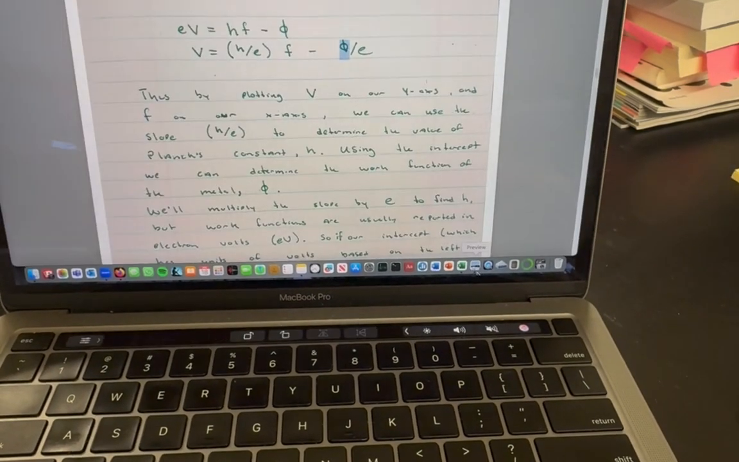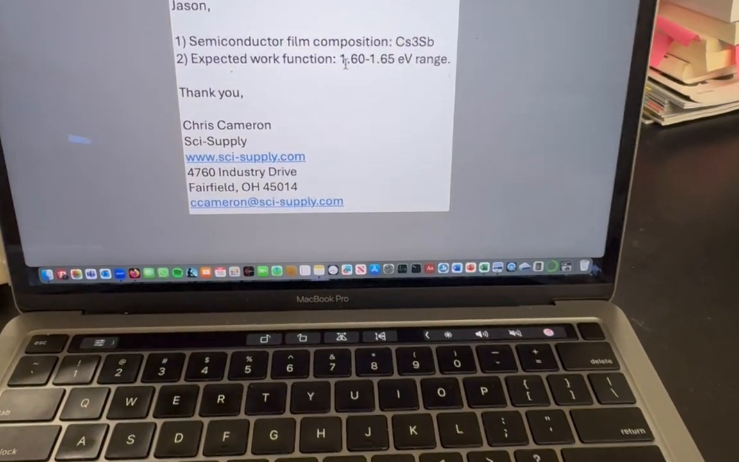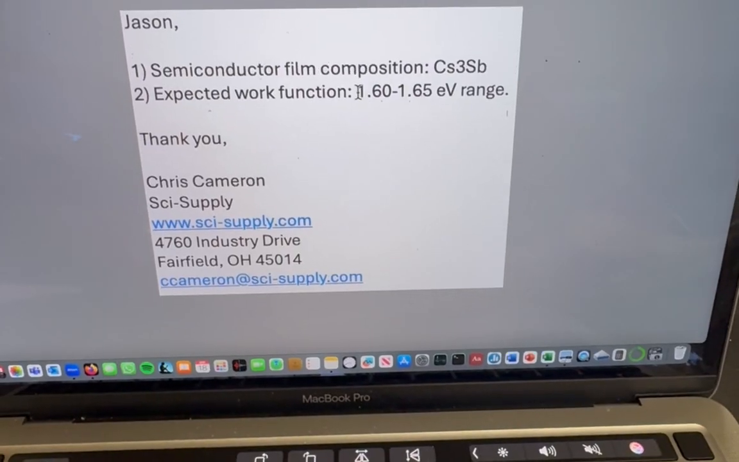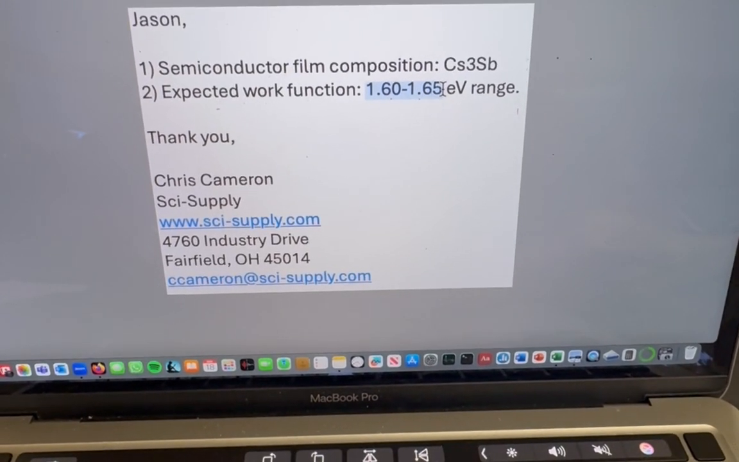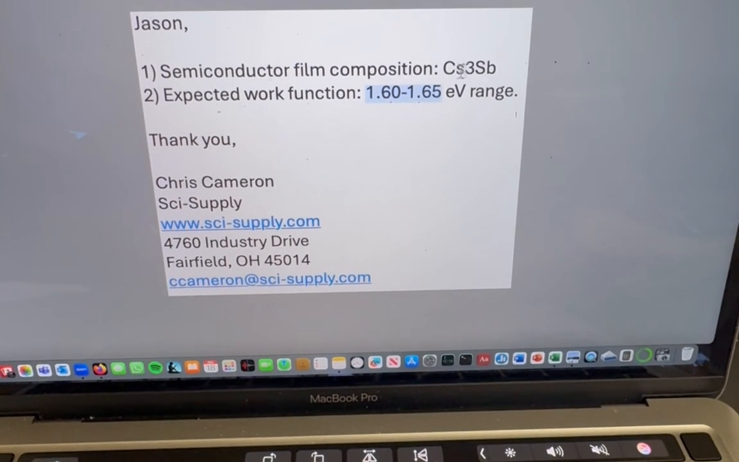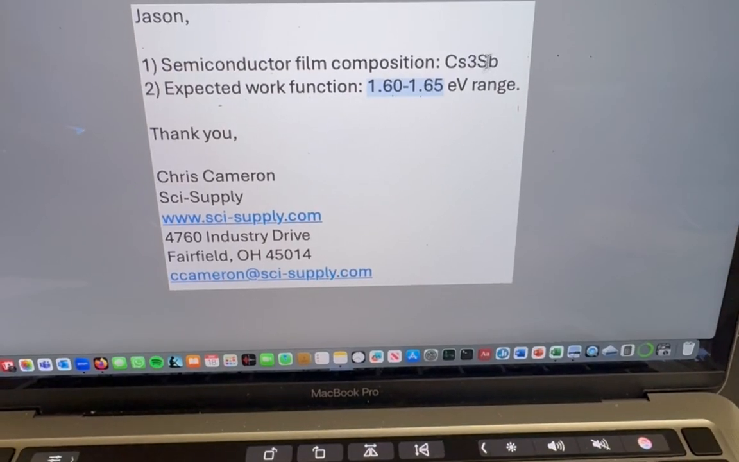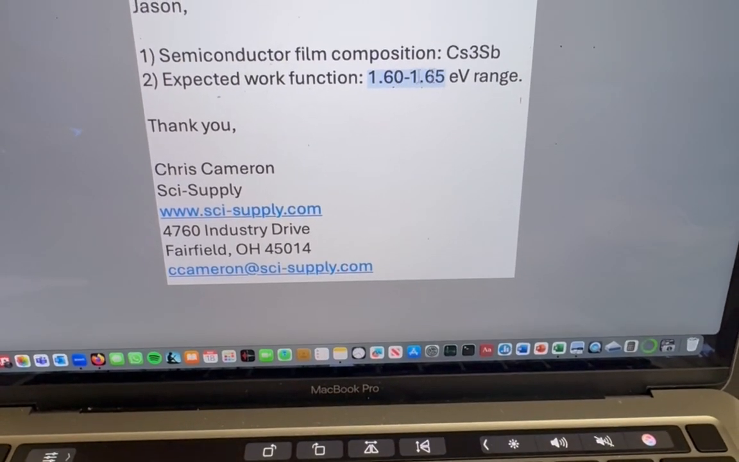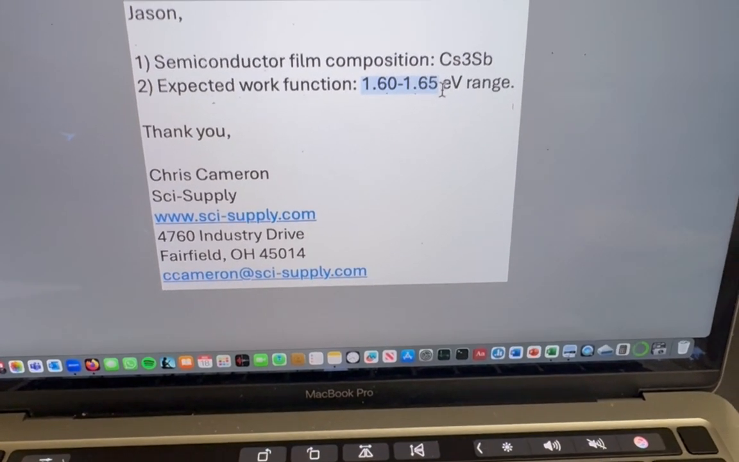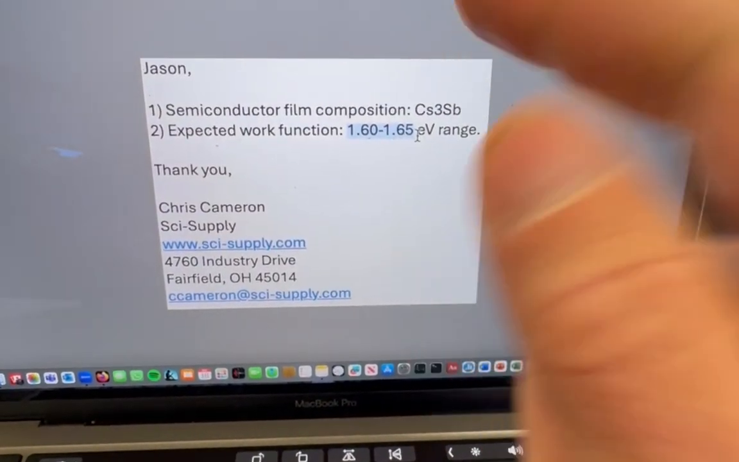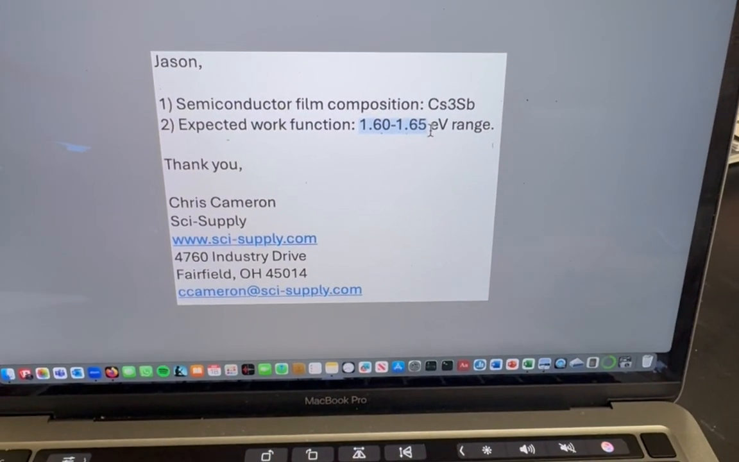But thankfully, I reached out to the company and they let me know that this is the work function that we're expecting. Something in those, it's cesium, I forget what that one is. We're looking for this work function. So we're trying to confirm Planck's constant, and we're trying to confirm that that is the metal inside this device.